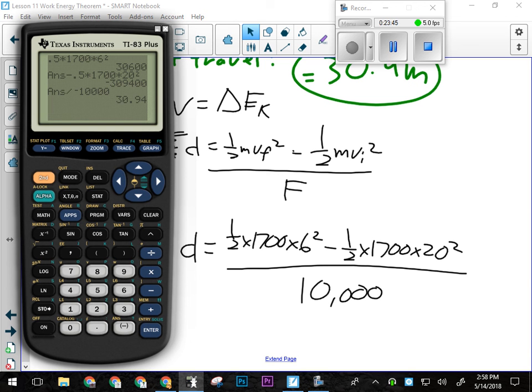In the end, it asked for distance. Is distance scalar or vector? Scalar. So if it came out negative, you just forget it's negative. It's 30.94 meters. Okay, that's all that matters.